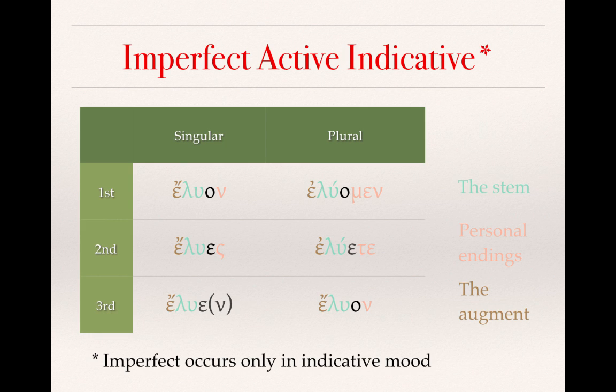Now we are going to learn our first new Greek verb tense. And this is the imperfect active indicative. And it's worth noting that the imperfect tense occurs only in the indicative mood, so we don't have to learn other moods for the imperfect. And so this is with our common word now that we've gotten used to seeing, luo. And so the first singular is eluon, I was loosing.